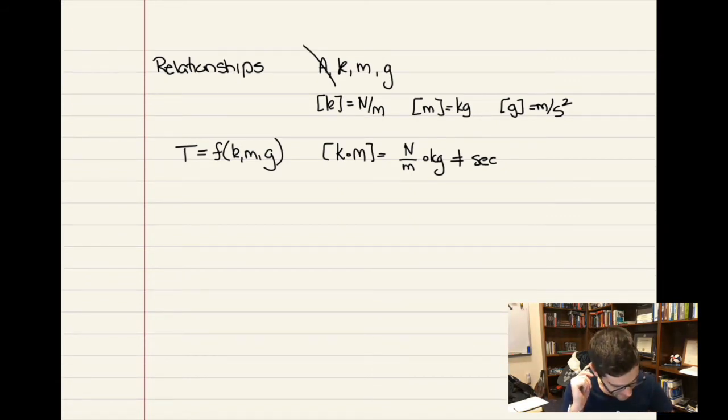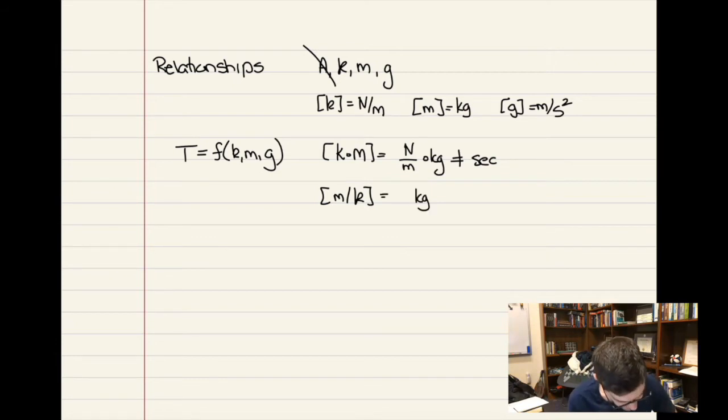I could instead ask, what about m divided by k? That actually might make sense, because we saw that when we increased the mass, it took longer for the oscillations to occur. The period went up. So it makes sense that maybe the mass should be in the numerator. And when we increased the strength of the spring constant, the period got smaller. It took less time for repetition. So it makes sense that maybe k should be in the denominator.